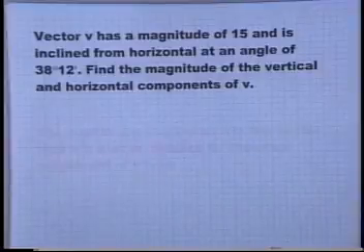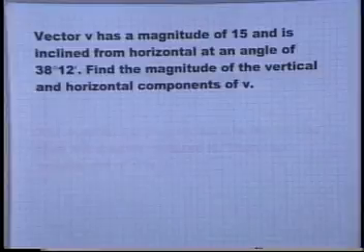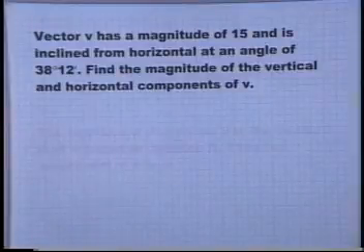This next problem involves what we call vertical and horizontal components of a vector. Notice we have vector v has a magnitude of 15 and is inclined from horizontal at an angle of 38 degrees 12 minutes. We are to find the magnitude of the vertical and horizontal components of v.